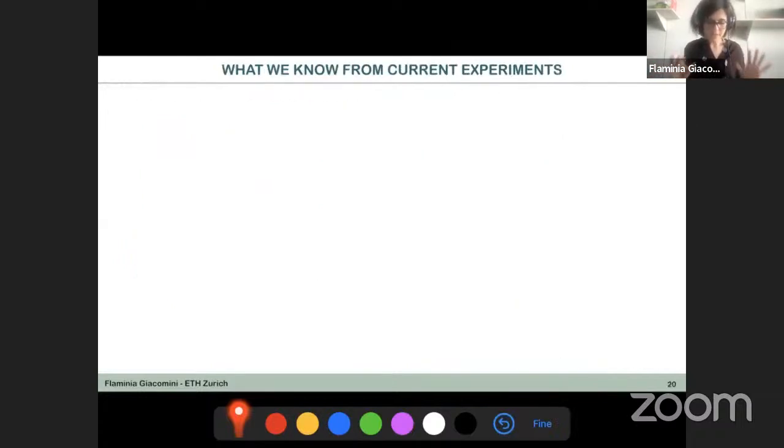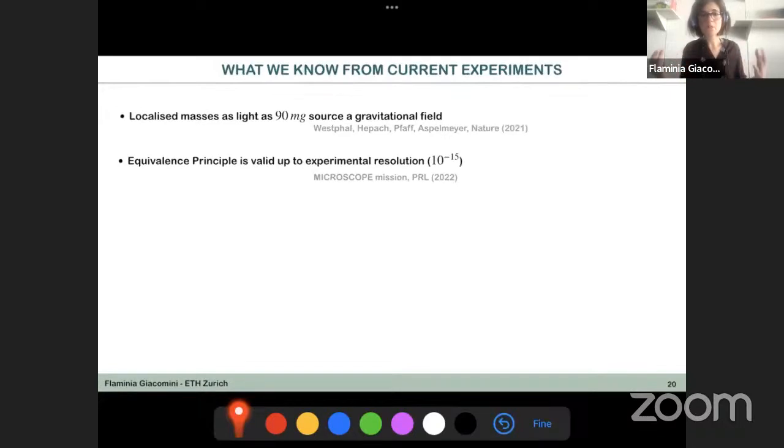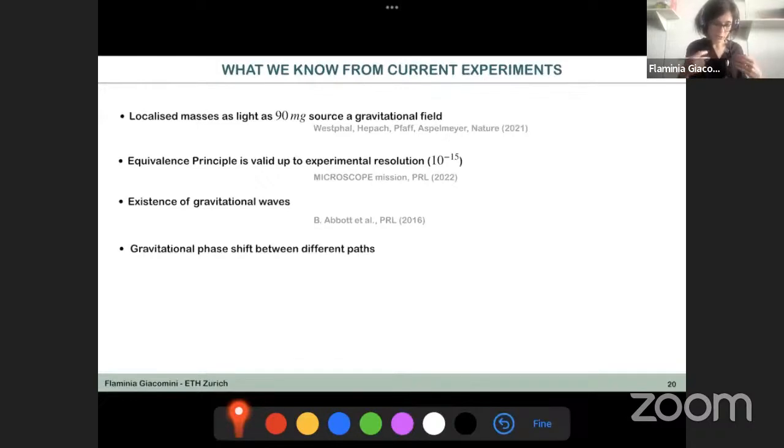And now, what we asked with them was, okay, let us take everything that we know from current experiments. So what do we know? We know that a localized mass as light as 90 milligrams sources a gravitational field. So clearly the tungsten sources a gravitational field, and they even measured that. And then we know that the equivalence principle is valid up to experimental resolution, which is pretty good. Then we know that there are gravitational waves, and these have also been measured. Then we know, and they measured in this experiment, that there is a gravitational phase shift between different paths.